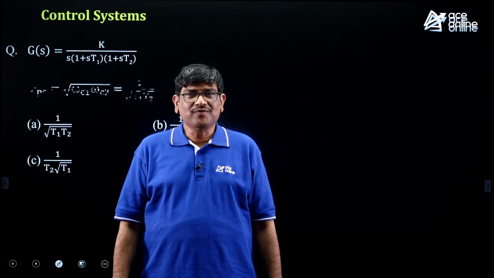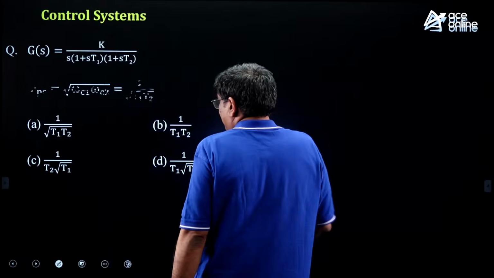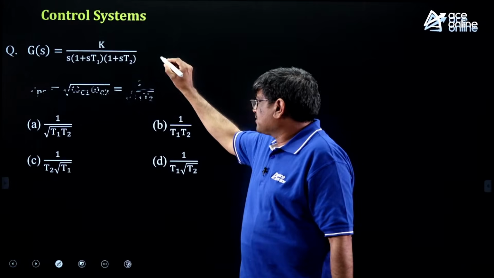My name is J. Nageswara Rao. I am going to discuss the control system questions. First one: given a transfer function G of s, H of s is unity, here H of s equal to 1.